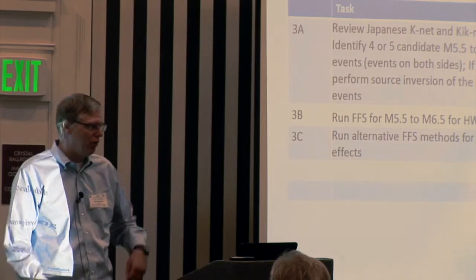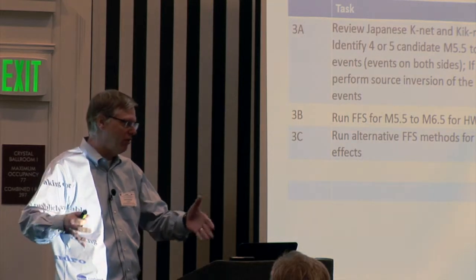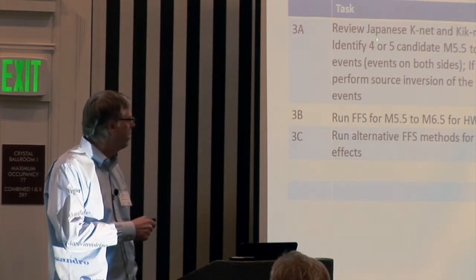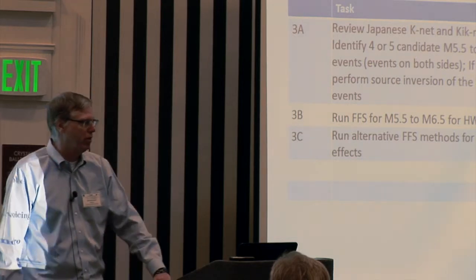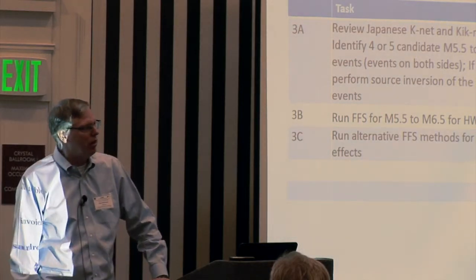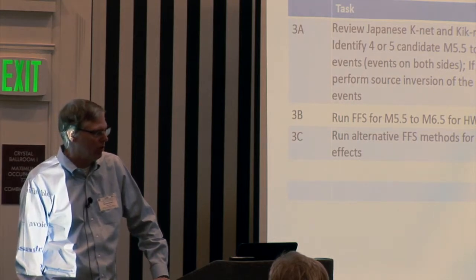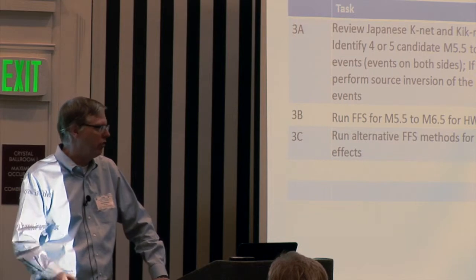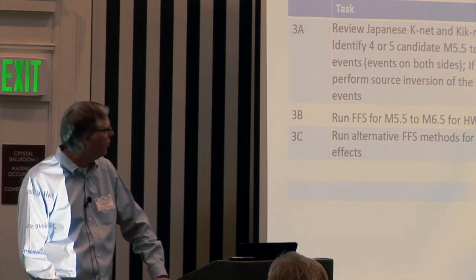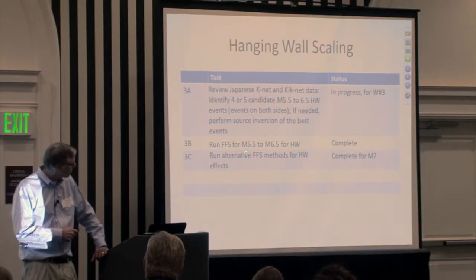If we want to do hanging wall effects, we need to know what the rupture dimension is. So if there are some that look like good candidate sites, we will then do a source inversion for those to be able to get the dimensions out. That's the same type of thing we did on the NGA West 1 project for the Taiwan big magnitude 6 aftershocks, the 4 or 5 of those that were available.